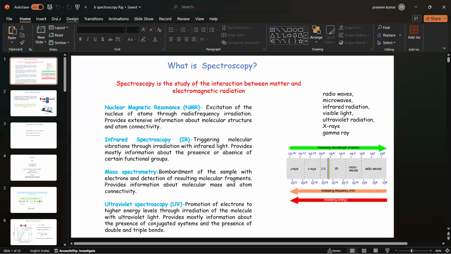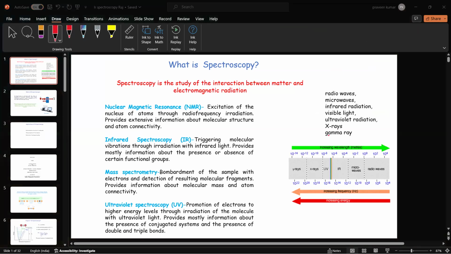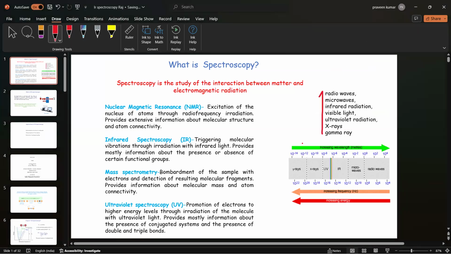As I mentioned in the introduction, this is very important, guys. As we go from the bottom to the top, the energy of the wave decreases and the wavelength of the wave increases. So basically, spectroscopy is the study of the interaction between matter and electromagnetic radiation. These are the different types of spectroscopy present in our syllabus.